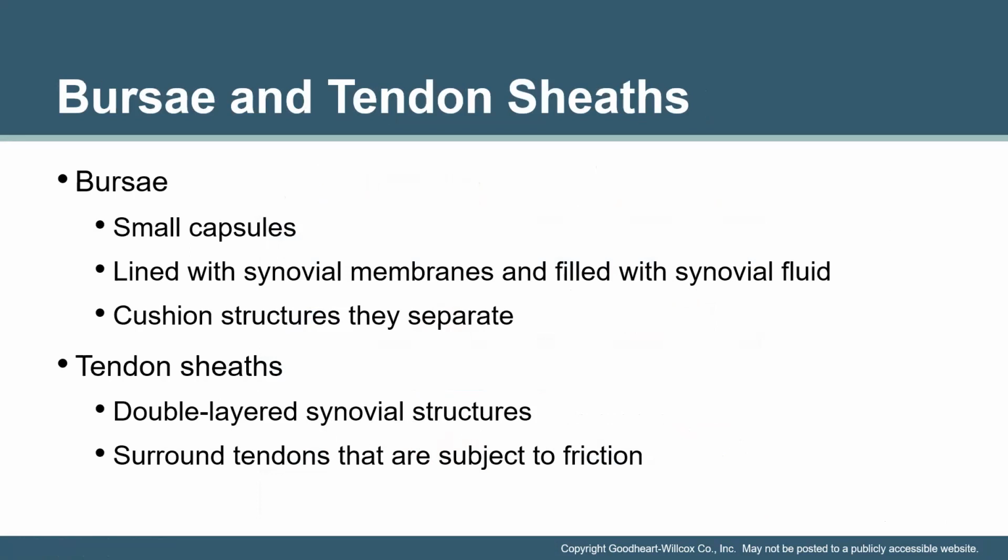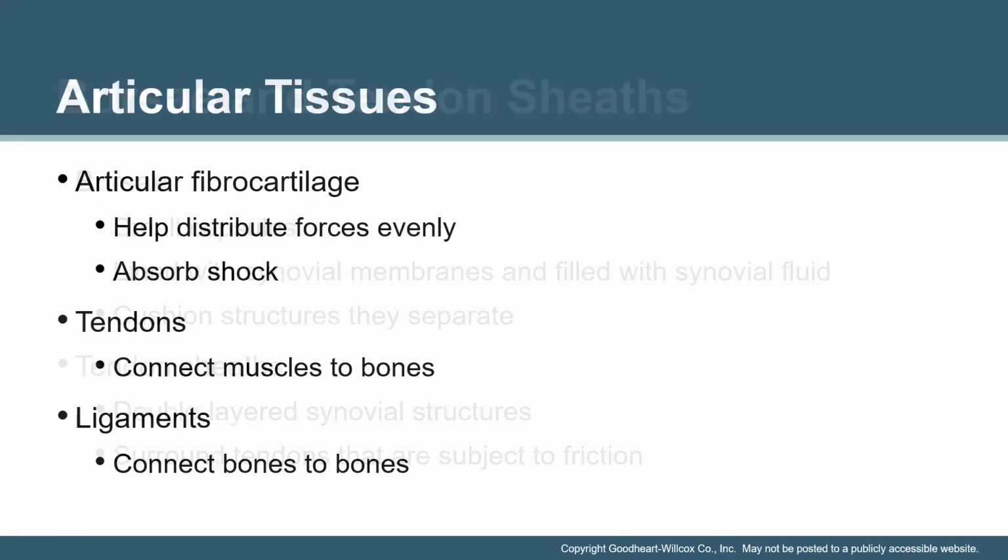You're going to see what's called a bursa. A bursa is a small capsule or sac in order to help cushion the structures in the joint. It's lined with synovial membranes and filled with the synovial fluid. Now, if you have a tendon sheath, this is going to be a double layered synovial structure. It will surround the tendons that are subject to friction. Okay, so I think this is relevant to understand.